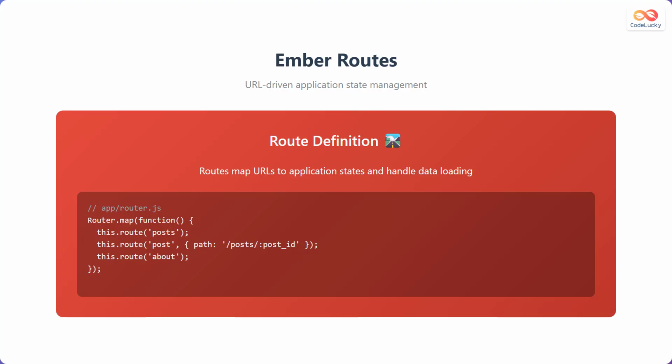The router.map function in the router.js file defines all available routes in your application. Each route corresponds to a specific URL pattern. For example, the posts route maps to /posts, while the post route with a dynamic segment maps to /posts/ followed by a post_id parameter.